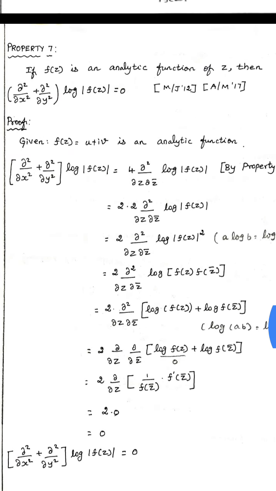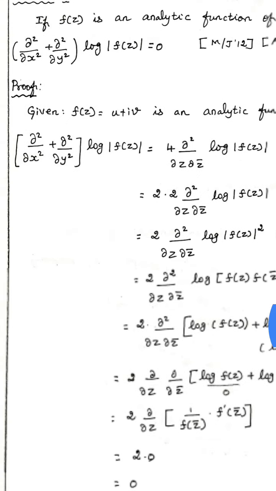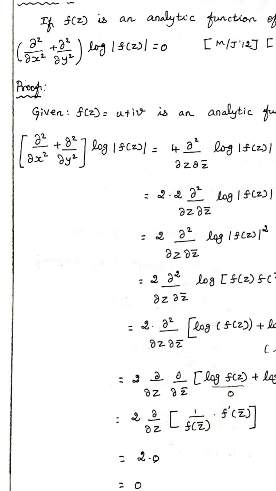Then obviously property number 7 also depends on property number 5 only. Okay, so what we are going to prove in property number 7 is ∂²/∂x² + ∂²/∂y² of log of modulus of f(z) is equal to 0. That is what we are going to prove.